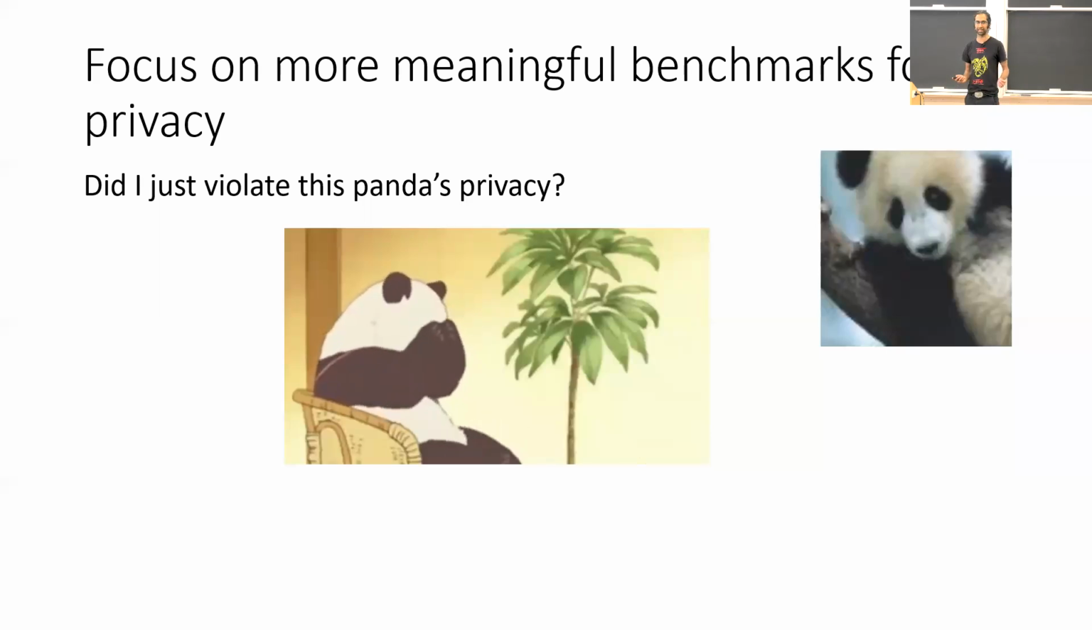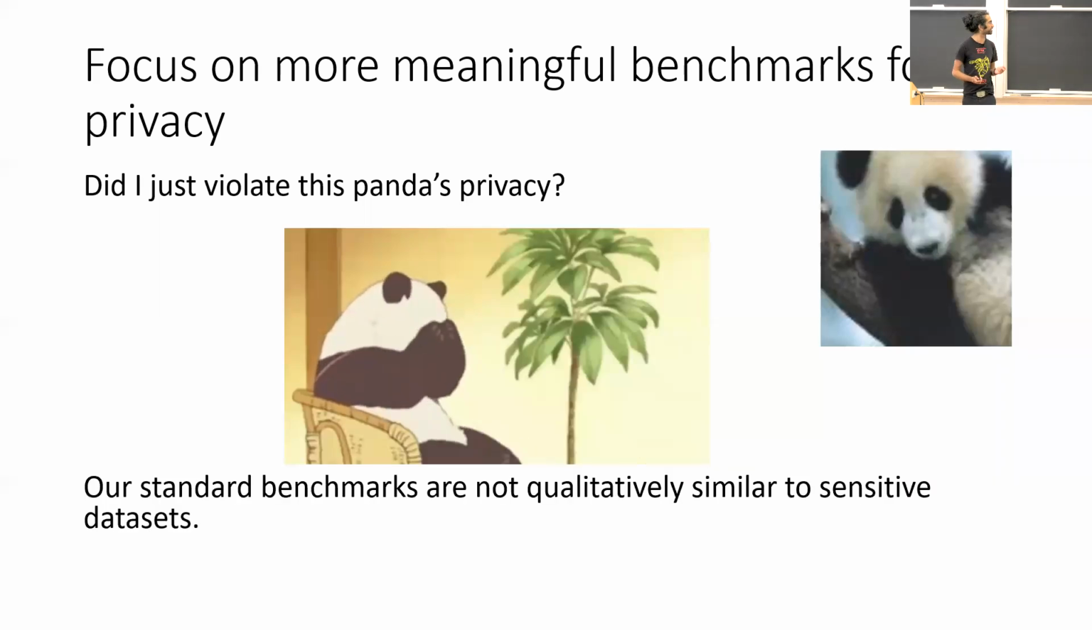ImageNet is 1,000 classes of things like different breeds of dogs. Maybe we should be focusing on benchmarks which are more specific to, or more similar to, sensitive data sets, so that if we actually care about something which is proprietary or privacy sensitive, we're already prepared, rather than using ImageNet, which is kind of silly because nothing is sensitive here.